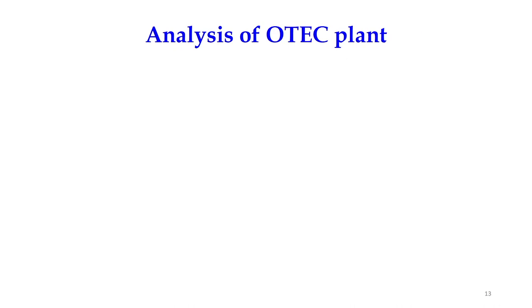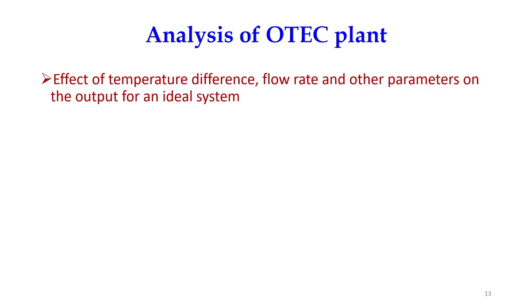Okay. Now let us move on to analysis of OTEC plant. Let us establish a simplified mathematical expression for an ideal system to study the effect of temperature difference, flow rate, and other parameters on the output for an ideal system, right? Now, the working fluid undergoes a temperature difference of delta T.